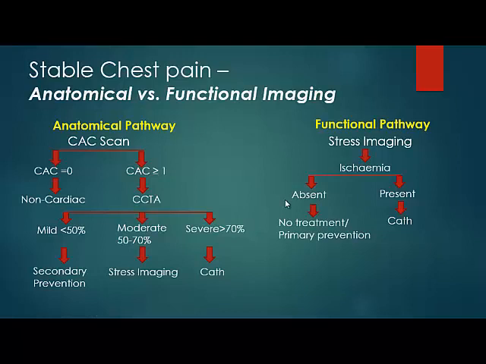Or you can start with functional pathway, whereby you do stress imaging. If the ischemia is absent, then you don't need further investigation treatment. If it is there, then you further image that with cath. So there are pros and cons of both pathways, but to me, this pathway is somewhat better because it shows us the plaque burden in the coronary arteries, which we miss out on this. So unless we combine a plaque imaging of some sort, we are not assessing the coronary artery atheroma burden in patients' coronary arteries.